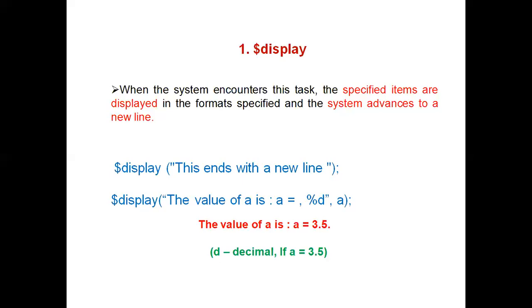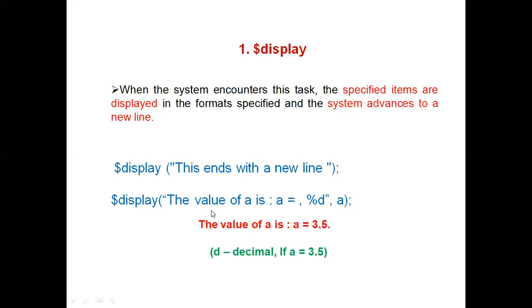Next one, $display, same thing. Here whatever string appears inside the quotes will be displayed as it is on the screen. So what is the text we have given inside the quotes? "The value of a is: a equal to %d". This is nothing but a format specifier. %d means decimal. So the same text appears in the output.